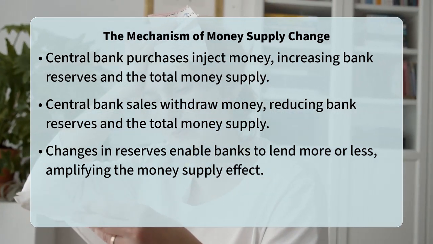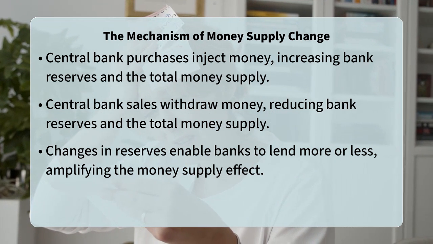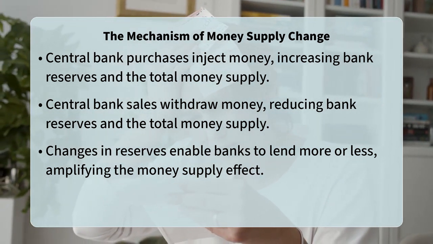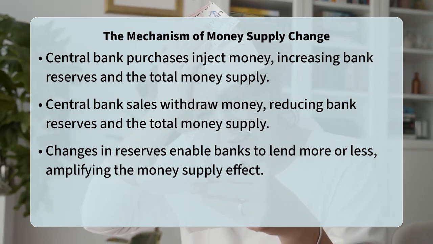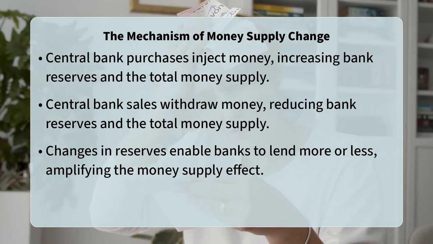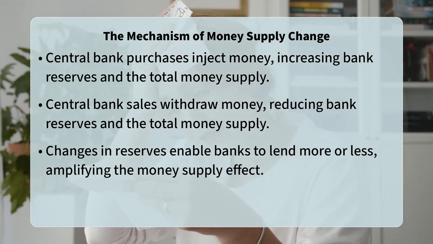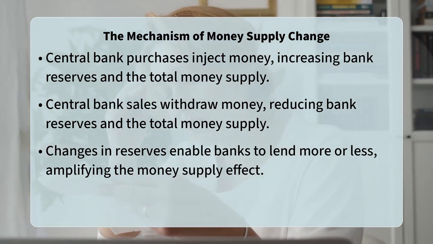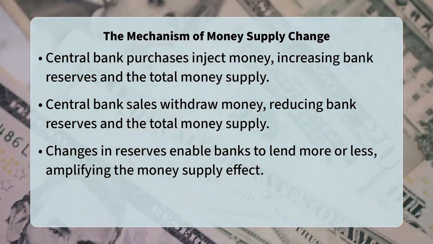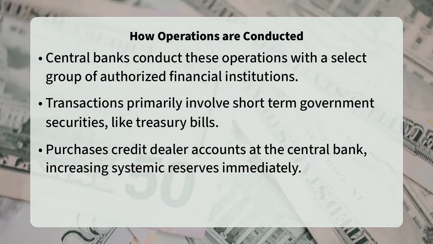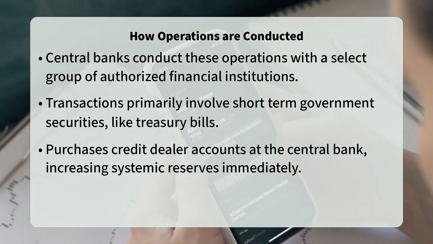The opposite occurs when the central bank sells securities, as banks lose reserves, reducing their capacity to lend and contracting the money supply. Central banks conduct these operations by engaging with primary dealers, which are a select group of financial institutions authorized to trade directly with the central bank. These transactions are typically with short-term government securities, often referred to as treasury bills.